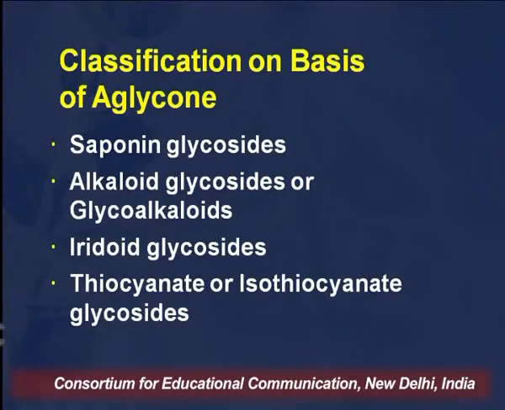Then we have alkaloidal glycosides, or glycoalkaloids, which we discussed when I discussed alkaloids. The most common example of an alkaloidal glycoside or glycoalkaloid is solasodine, which is found in different species belonging to the genus Solanum. Then iridoid glycosides are the bitter glycosides, and you can find these in species belonging to genus Scrophularia, or genus Gentiana or Andrographis, and so on and so forth. Then thiocyanate and isothiocyanate glycosides. So this is the classification on the basis of the aglycone moiety that is attached to the sugar.